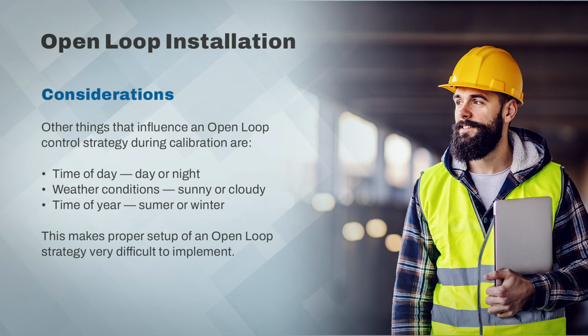Another key consideration to an open-loop system is the calibration of the control. As open-loop systems only measure the amount of natural light influencing the space, the time of day, weather conditions, and the seasons all affect the calibration of the system. This makes the proper calibration difficult and could result in control issues with the daylight harvesting fixtures.